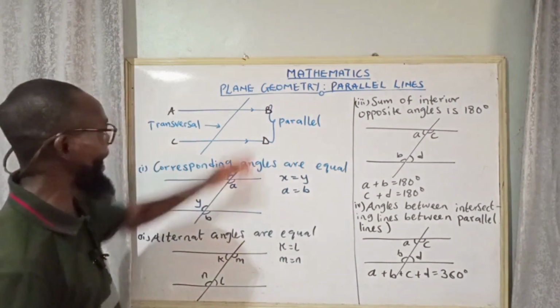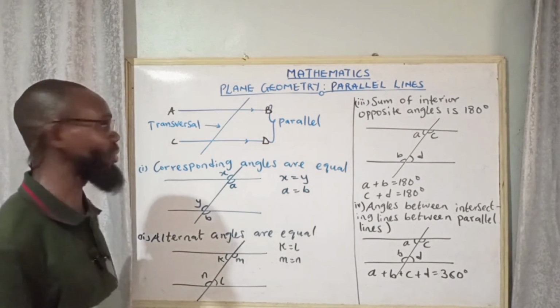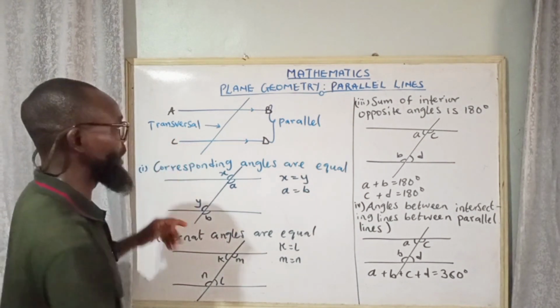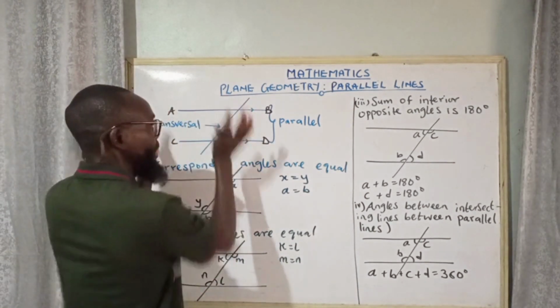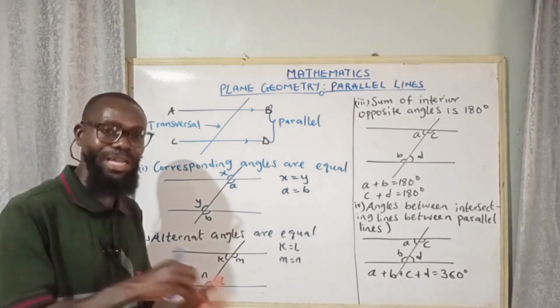Now, a line that crosses line AB and line CD is called a transversal. It's called transversal. I want to study the angles between them and the reason or the law that guides them.